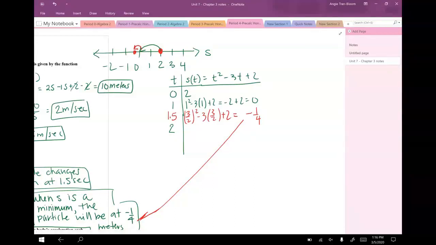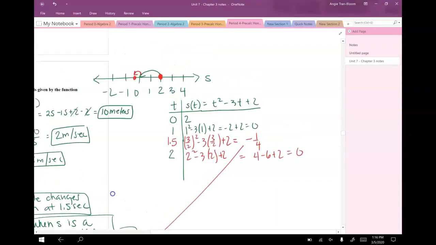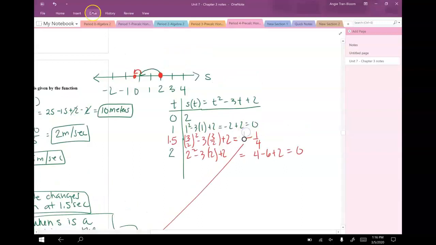Well, let's see if it's really true. If we plug in time equals 2 and it gives us a value that's bigger than a negative quarter, then we know for sure that it did turn around. So 2 squared minus 3 times 2 plus 2 equals 4 minus 6 plus 2. Oh yeah, that's definitely bigger than a negative quarter. So 2 seconds later, get a different color.